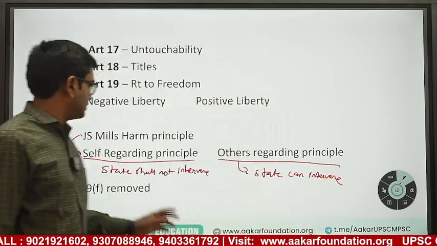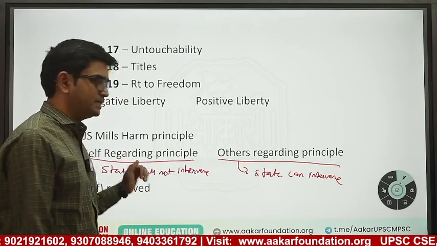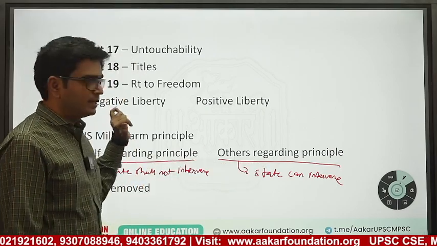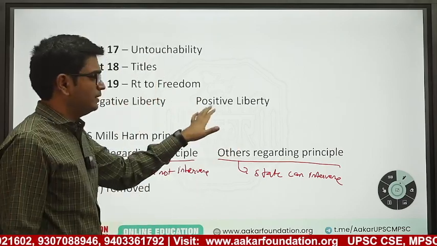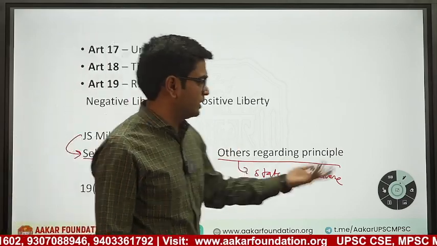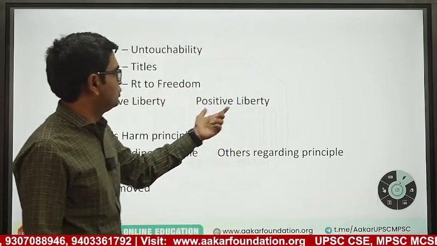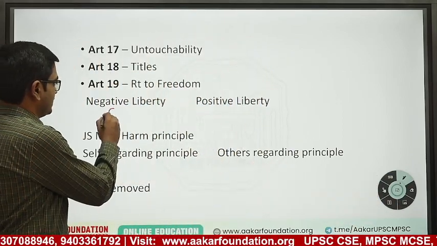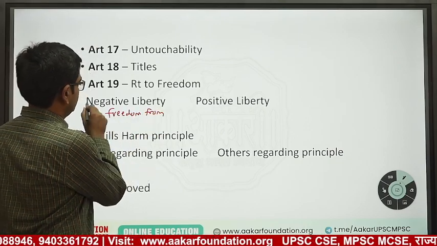So these are the self-regarding principles and other-regarding principles where the state can intervene. For a self-regarding principle, the state will not intervene. Negative liberty means restrictions on the state, and positive liberty is our own liberty to do anything. That is freedom to. This is freedom from. I am again writing freedom from something. This is called liberty.